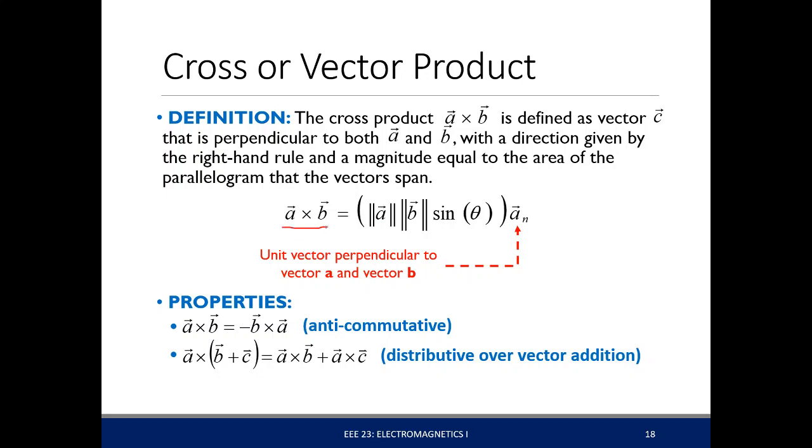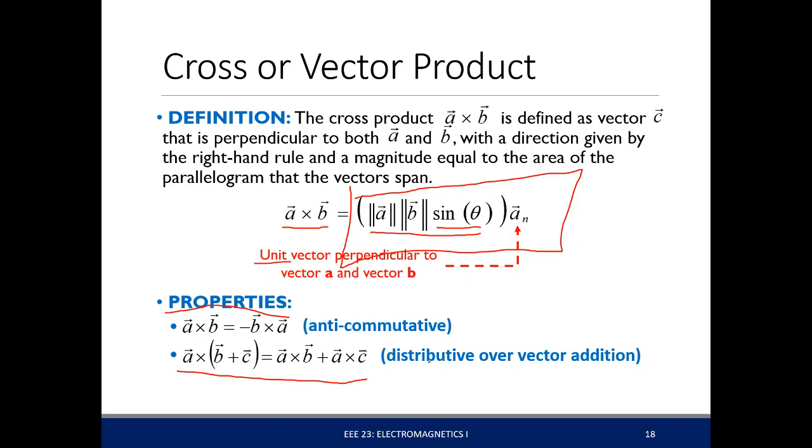And A cross B is defined by this formula right here. The inside is defined by sine theta instead of cosine theta. And this A sub n is a normal unit vector, perpendicular to A and B. So the properties of this is that it's anti-commutative. If you reverse the order of operands, you'll get the negative of the intended result. Also, it can be distributed over a vector addition, like so.